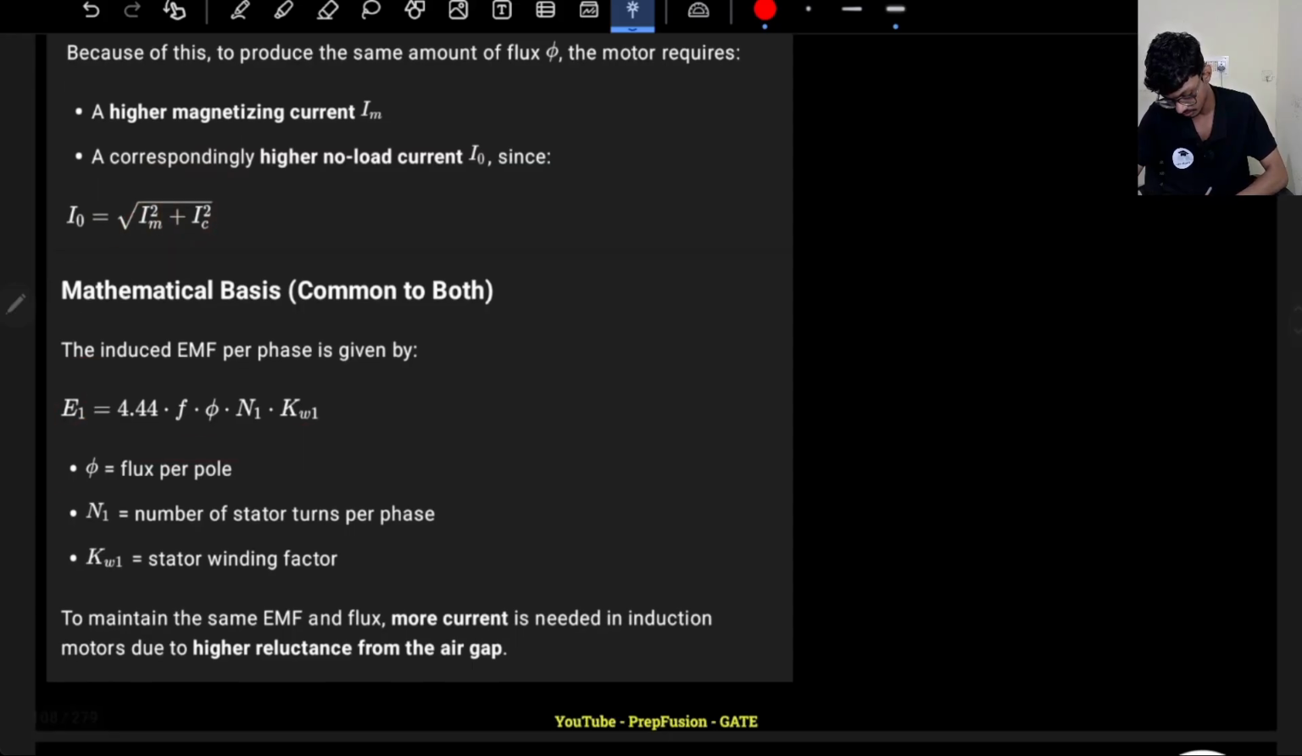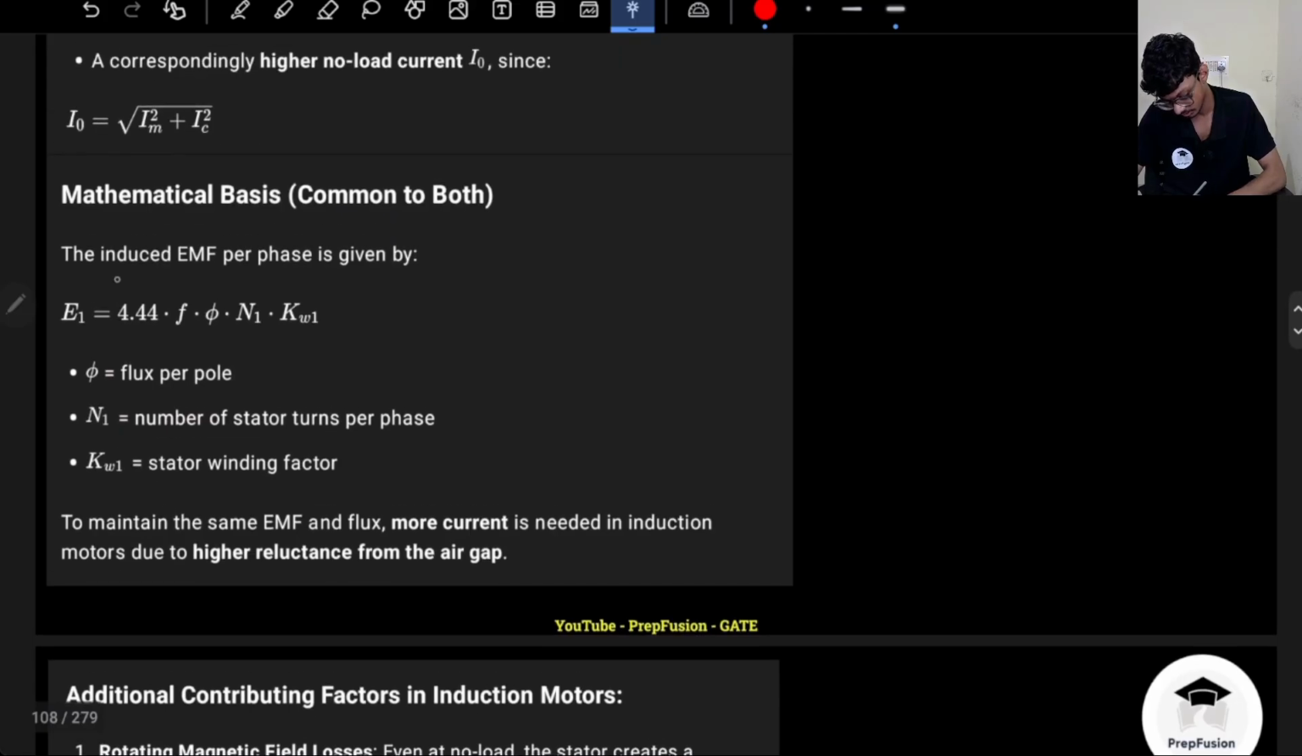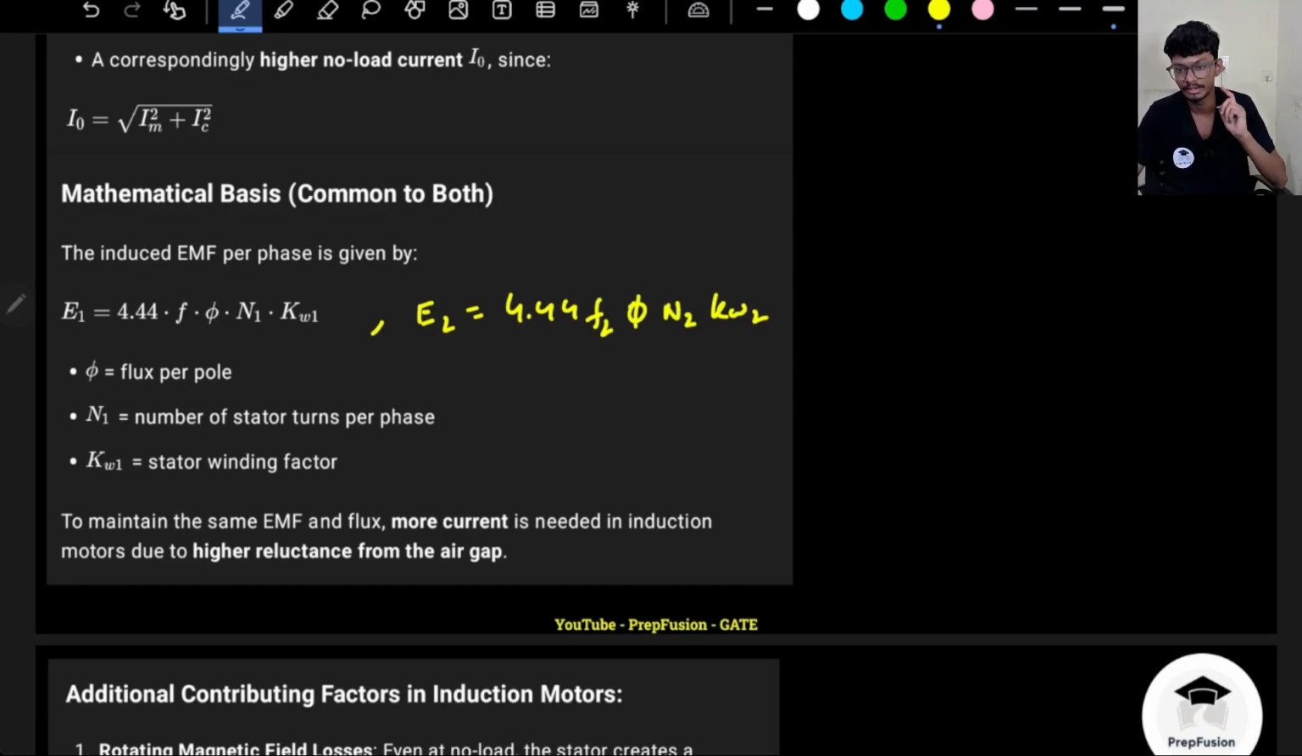Okay, so E1 is this value, 4.44 f phi N1 KW1. This is the induced EMF per phase in the primary. Okay, what will be the induced EMF in the secondary? Can you tell me? So induced EMF in the secondary, E2, will not always be like a transformer. It will be 4.44 into f2, because I don't know, the frequency might change at the rate at which the flux is cutting, right? Phi will be the same, because the same flux is linking the primary and secondary. Number of turns into the winding factor, it is just a factor. How am I placing the windings?